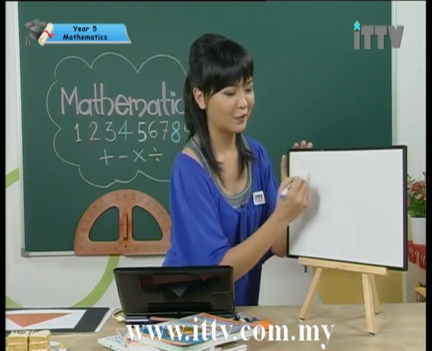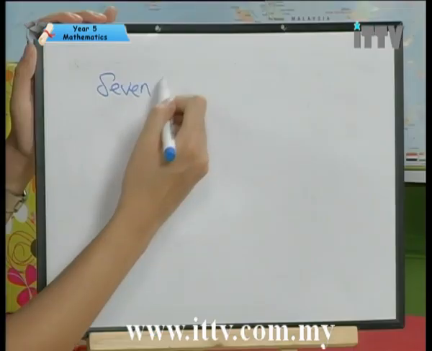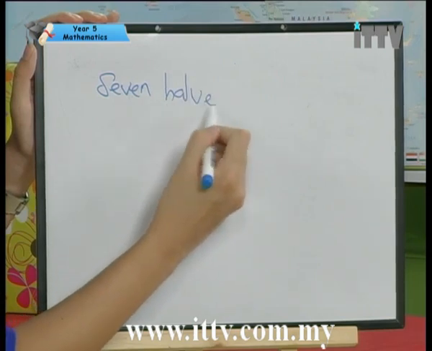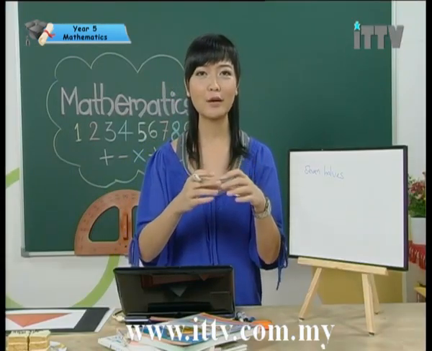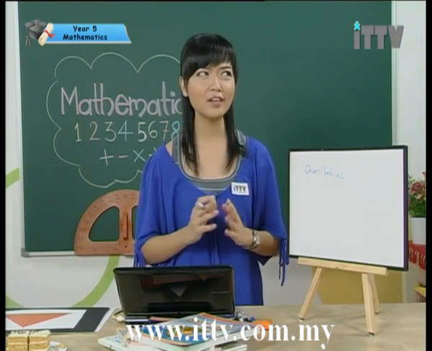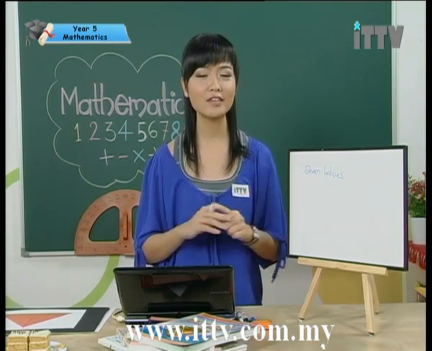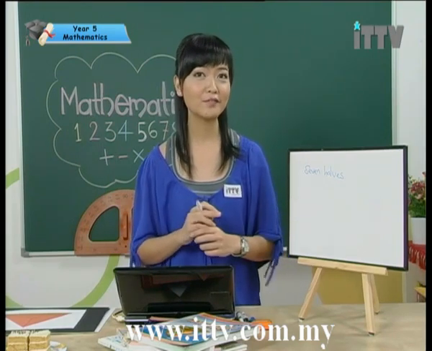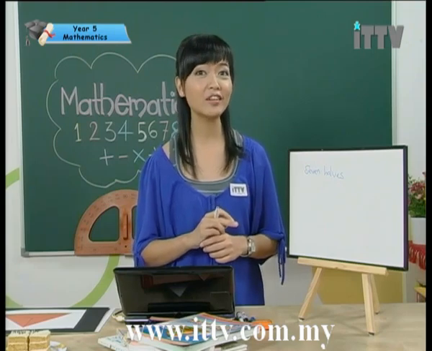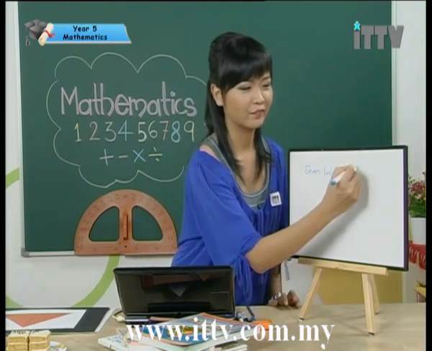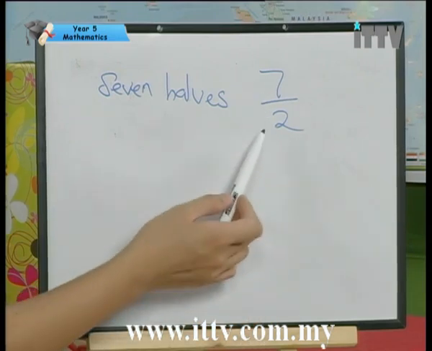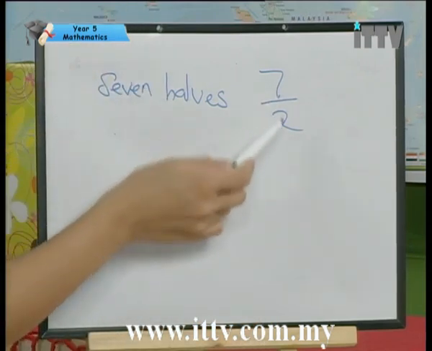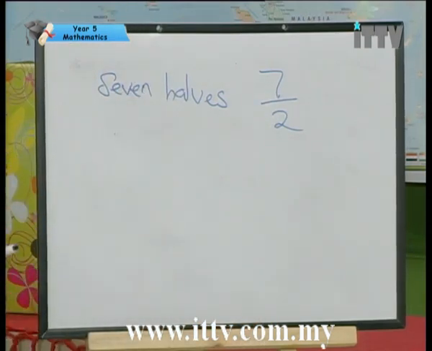Okay? So, 7 halves. Remember? That's a piece, yeah? From the 2 pieces that makes up a whole. So 7 halves, there will be 7 pieces of this 1 half. So there will be 7 over 2. Yeah? 1 half is 1 over 2. 7 halves will be 7 over 2. That's how you get the answer.